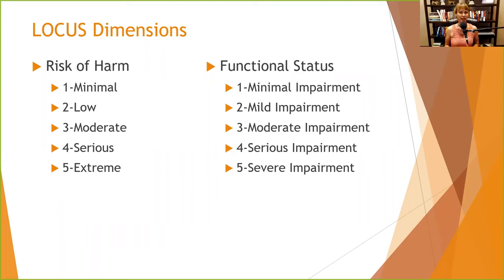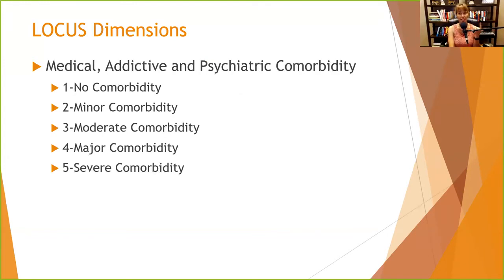Their functional status. And on the LOCUS, you can go through it. You can download it in your class. They give you definitions for what each one of these represents. So they are anchored, so you know what minimal impairment is defined as. But I didn't figure you'd be interested in going through the minutiae today. Somebody with minimal, mild, moderate, serious, or severe impairment. You can see that the lower the score, the lower the intensity of services they're probably going to be put in. So we've looked at risk of harm and functional status.